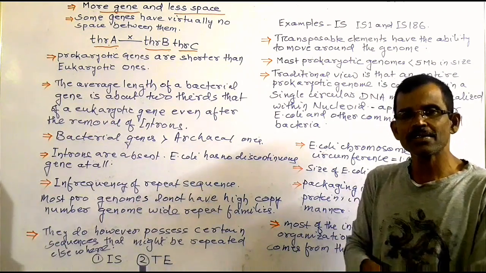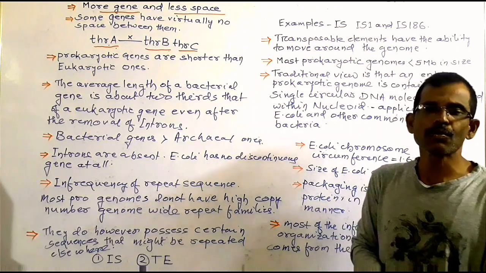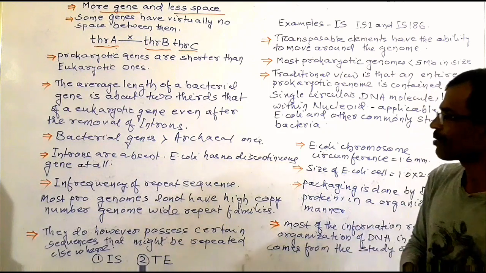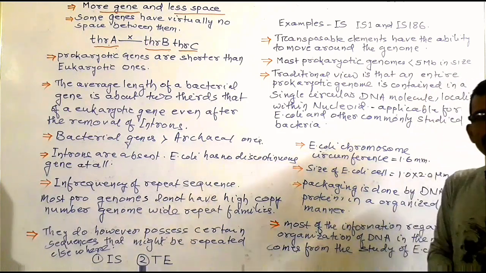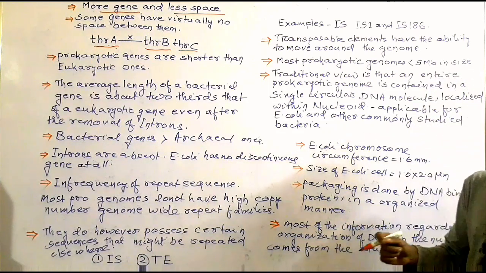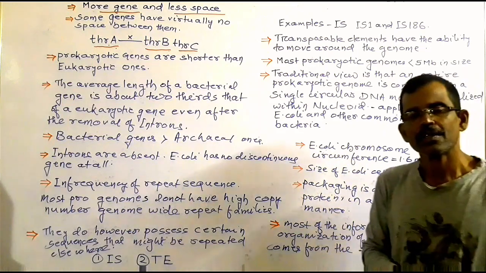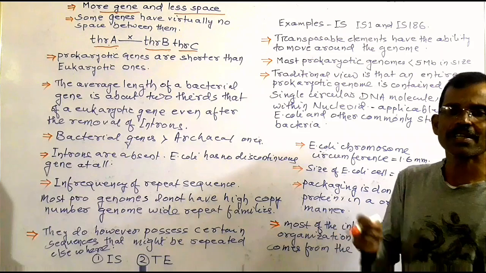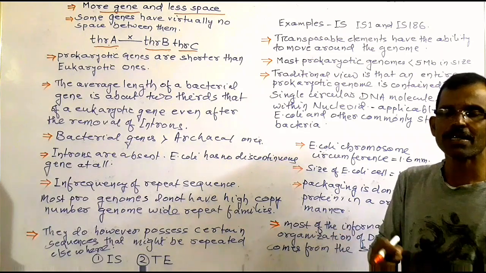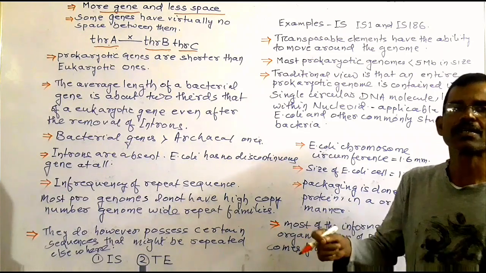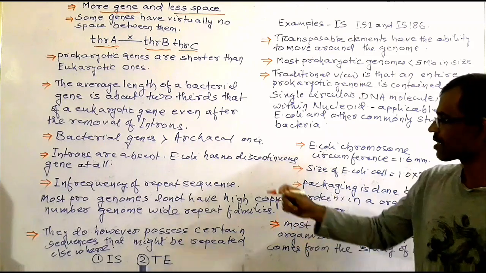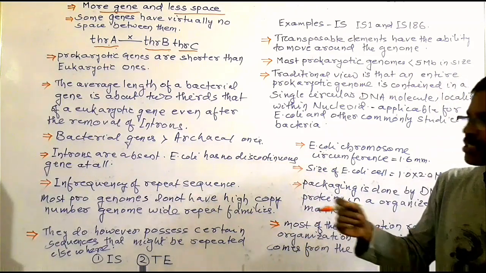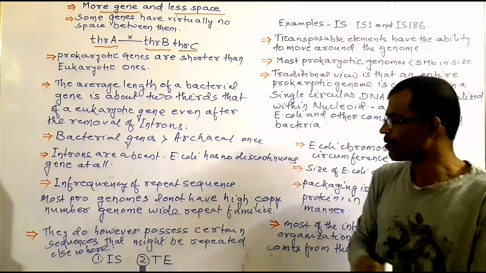What are introns? Introns are the non-coding sequences that separate the coding sequences. E. coli has no discontinuous gene at all. What is a discontinuous gene? A gene which contains both coding sequence and non-coding sequence is known as a discontinuous gene. In E. coli, there is no discontinuous gene at all.